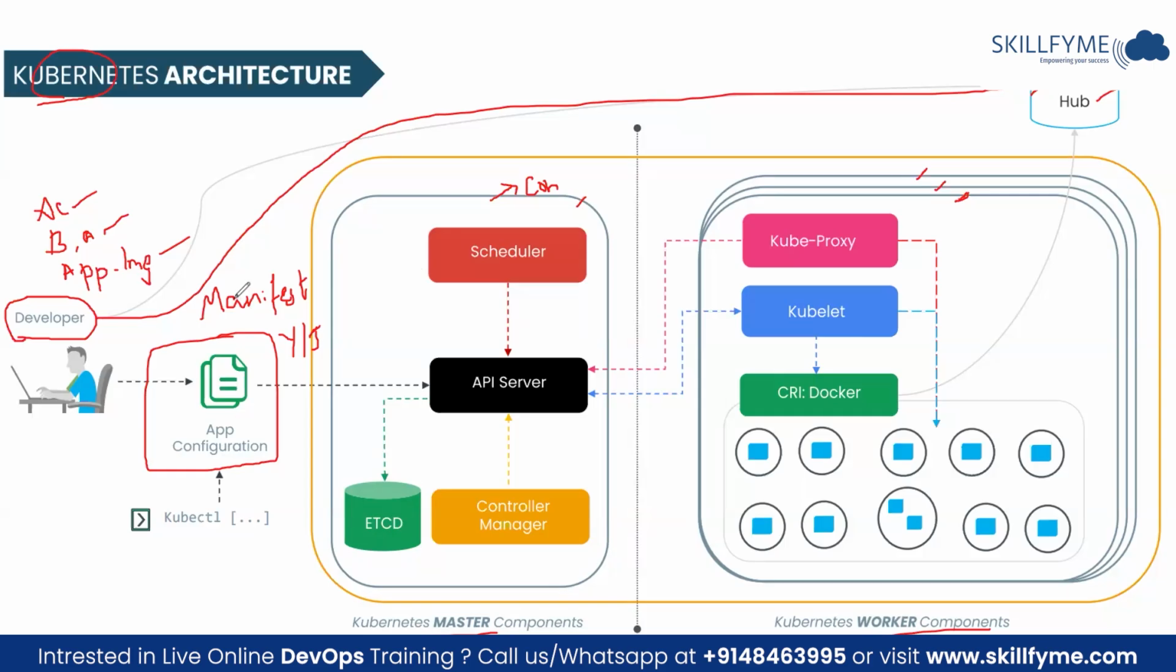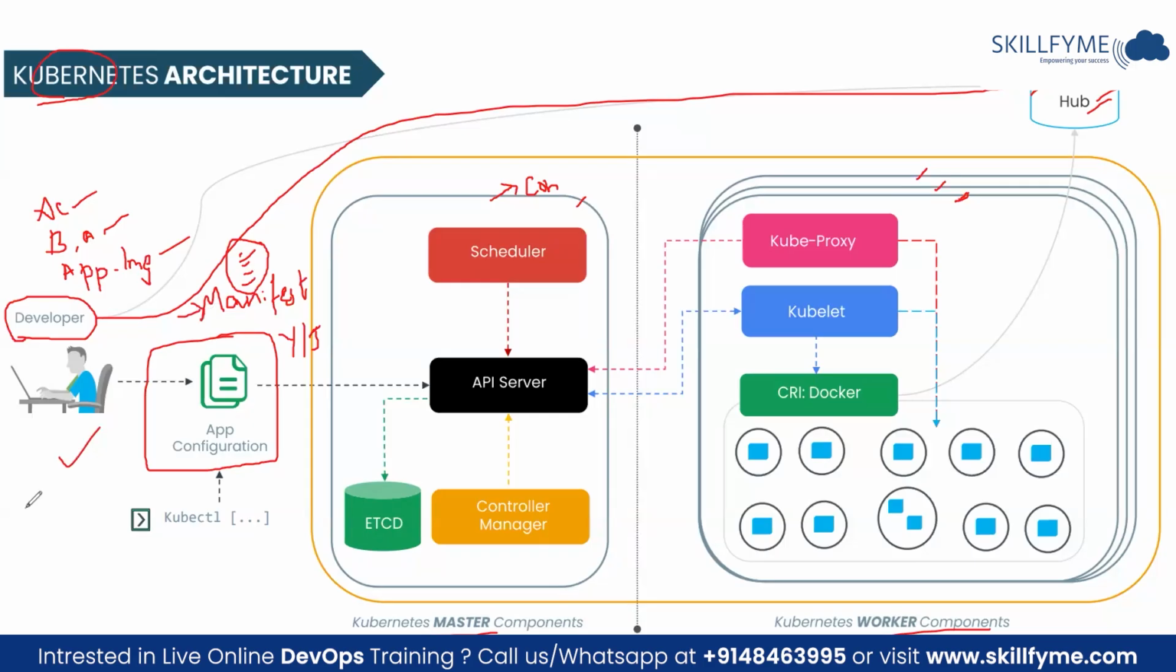What the manifest file is going to hold is: what application I want to deploy, what the name of the container is, which image it has to refer to, how many replicas I want to use for deployment, what the volume requirement is, what the port mapping is, and what the network is. All these properties of my application deployment will be defined in the manifest file by the developer.